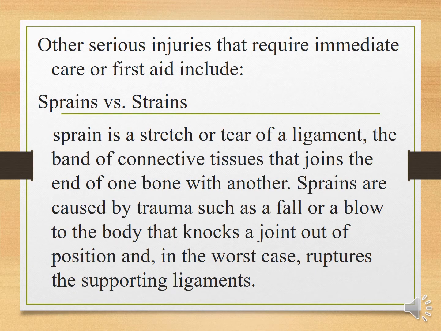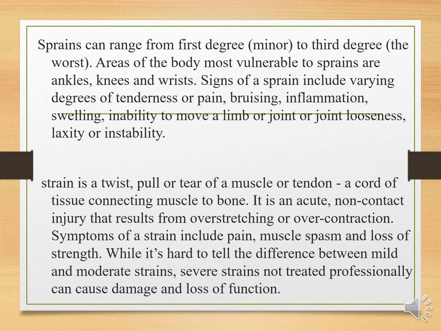Other serious injuries that require immediate care or first aid include sprains versus strains. A sprain is a stretch or tear of a ligament, that band of connective tissue that joins the end of one bone with another. Sprains are caused by trauma such as a fall or a blow to the body that knocks a joint out of position and, in the worst case, ruptures the supporting ligaments.